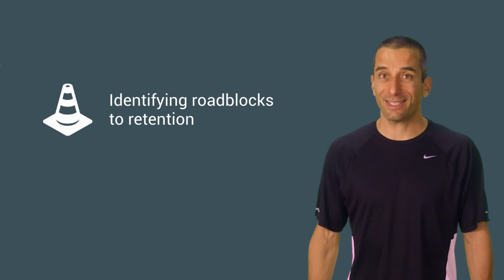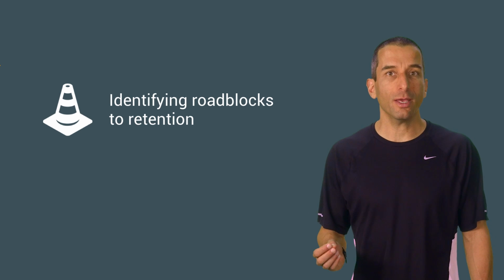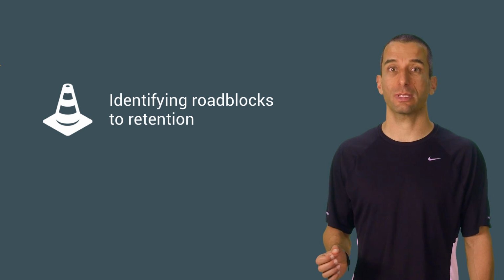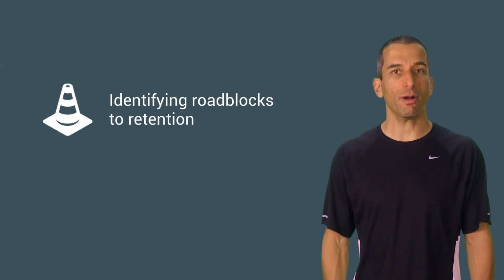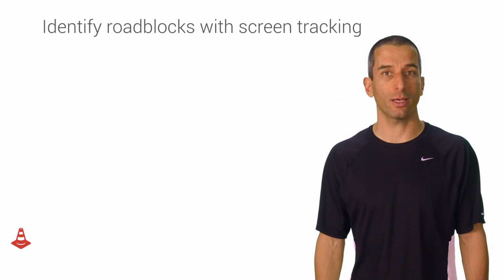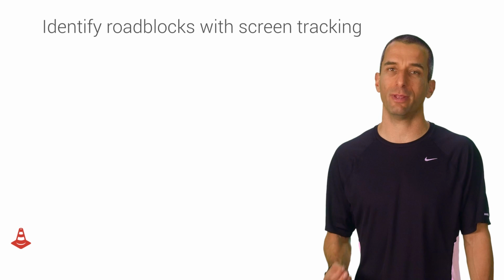Now that you have an understanding of your users, you could start to think about what their experience is like and get visibility into what roadblocks they are encountering in your app. Here are 3 basic ways that will help you get this information. Screen tracking will help you learn where users spend their time.